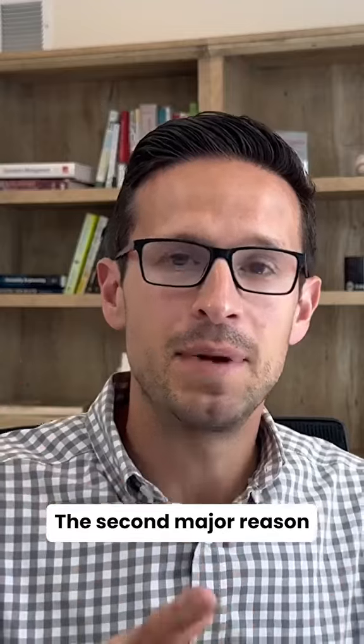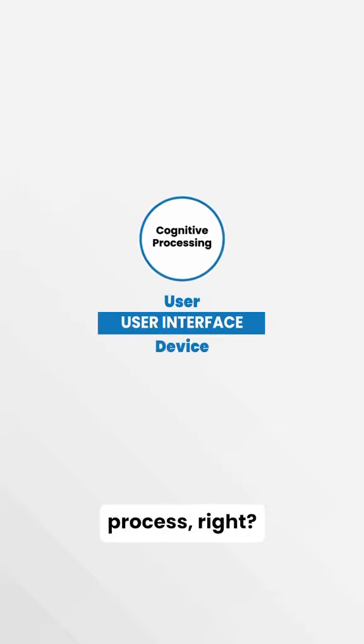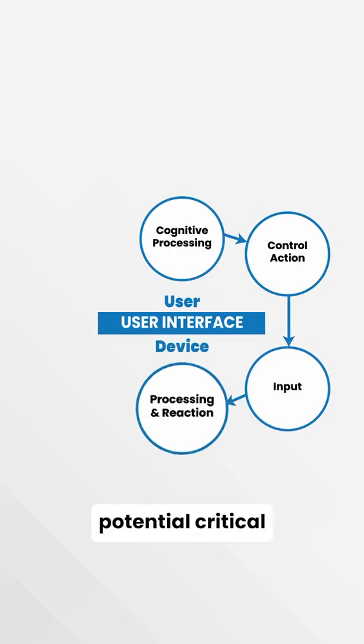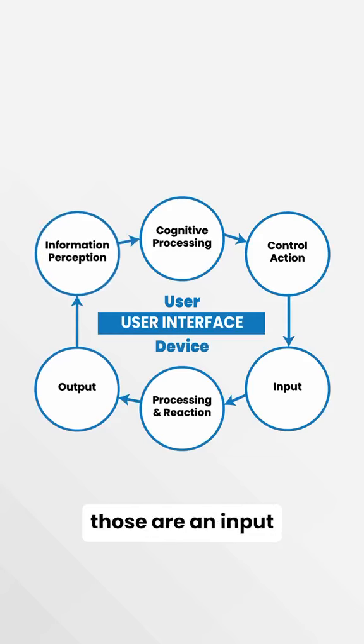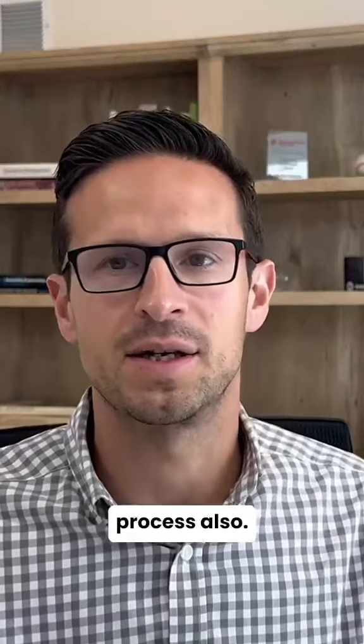The second major reason for creating a URRA is it's part of the human factors process, right? We need to utilize the URRA to identify potential critical tasks, right? And as we identify critical tasks, those are an input into our human factors protocol. So it's one of the major starting points in the human factors process also.